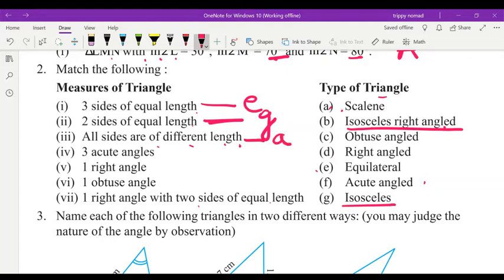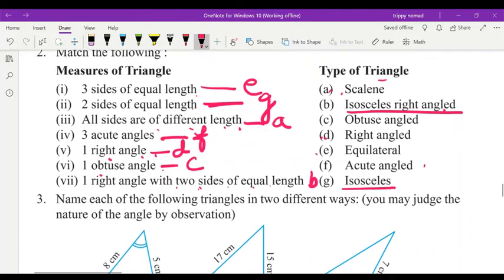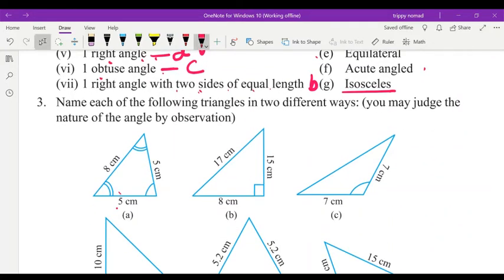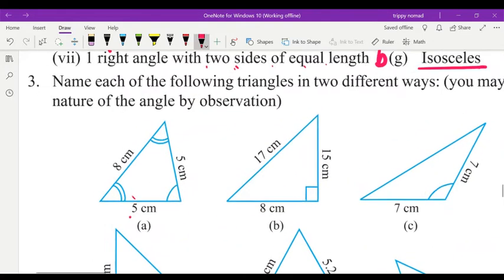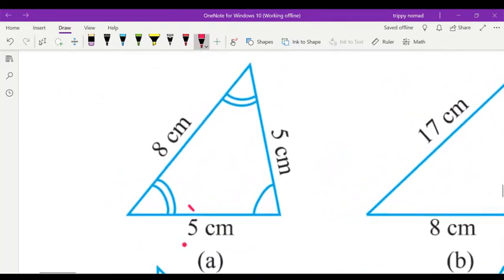Now next one, third, all sides are of different length, so that is A, scalene. Three acute angles, that is an acute angled triangle, written F. One right angle triangle, that is D, and one obtuse angle, that is C, obtuse angle triangle, and one right angle with two sides equal, just now I told you, that is B. I hope you understood. Now name each of the following triangles in two different ways, on the basis of sides as well as on the basis of their sides and angles.